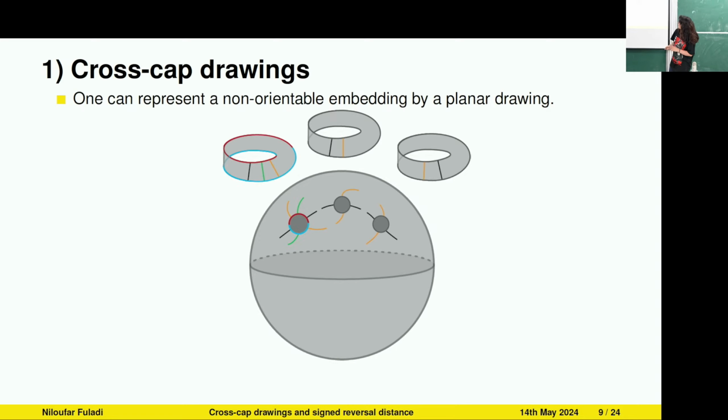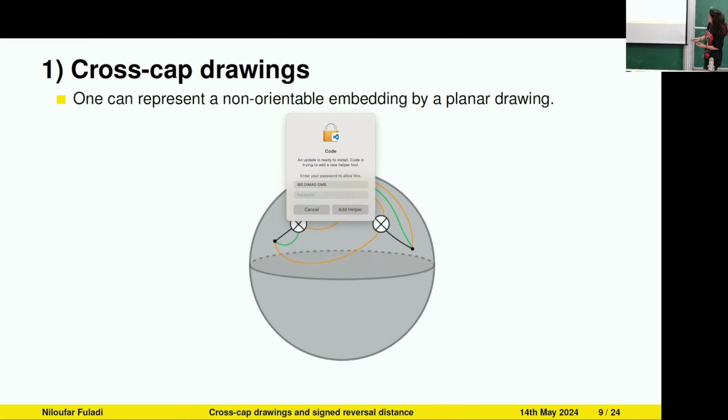And now I can have multiple edges. I can continue it even to a graph. And this is a graph embedded on a non-orientable surface of genus 3. But as you can see, the information that I have at the top is kind of useless, so I can forget it.